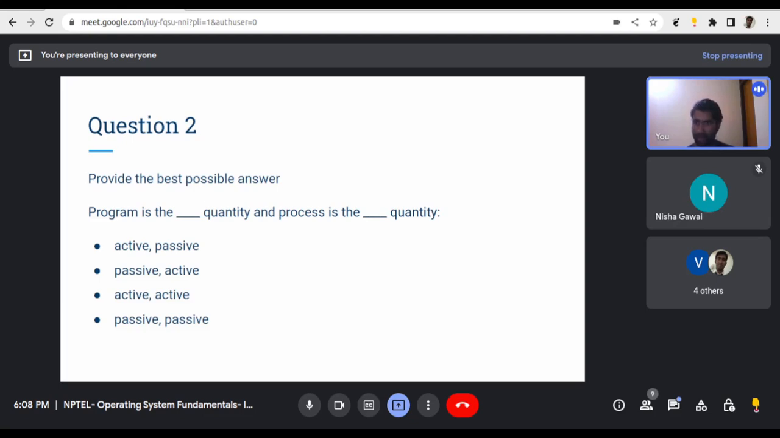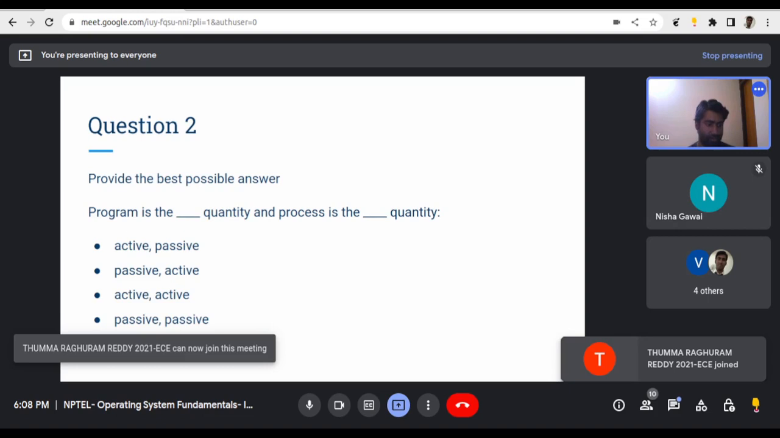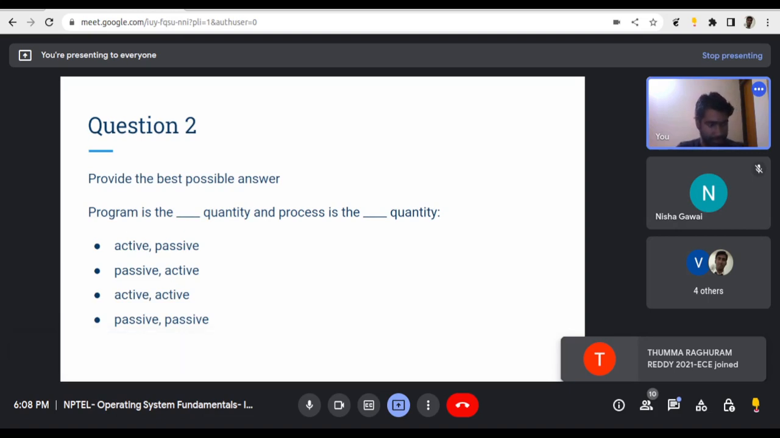So which option according to you is correct? Anyone would like to contribute? Okay, Vishal says B. Let's see what others think.